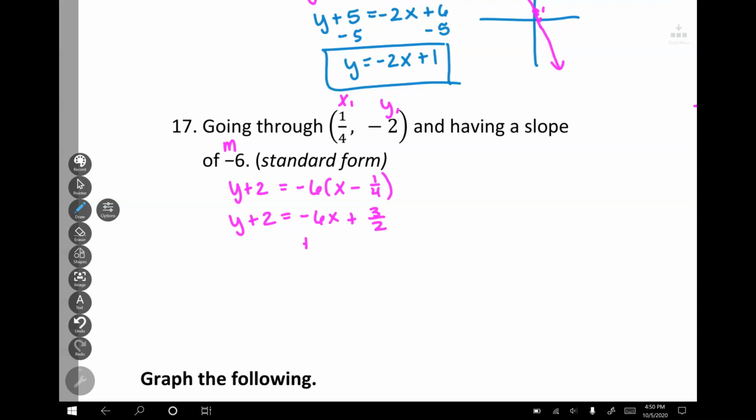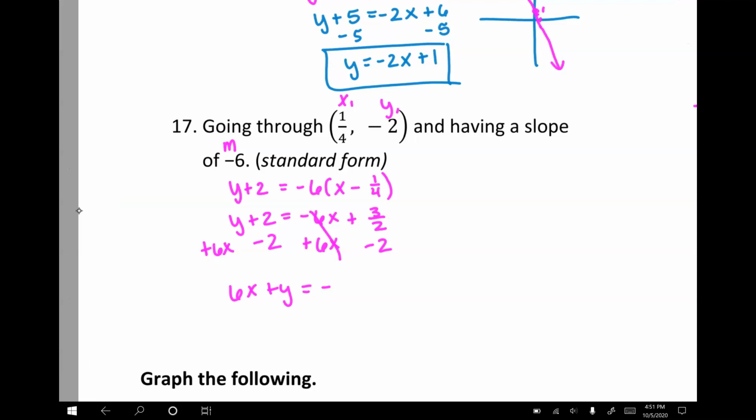Okay, I'm going to move this 6x to the other side and subtract the 2. So I get 6x plus y equals, and then 3/2 minus 2 gives me negative 3/2. Oops, not negative 3/2. Negative 1/2, so negative 1/2.